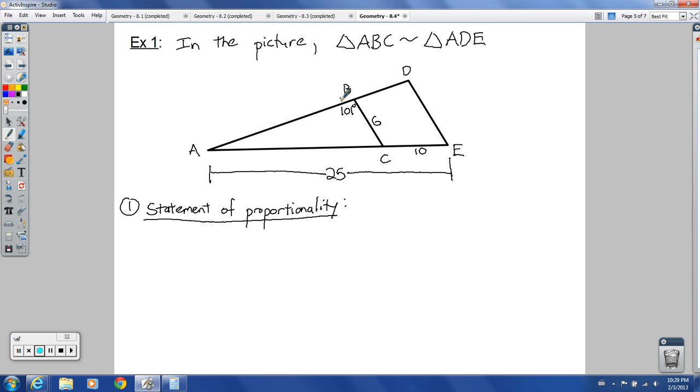It would be comparing similar parts to each other. So the long part in this smaller triangle would be properly compared to the long part in this bigger triangle. AB over AD would be a good comparison from small triangle to big triangle. You could also compare this horizontal part AC to AE, small triangle to big triangle, parts that match up. And finally BC, small triangle, to DE would match up as well. So this is a statement of proportionality.